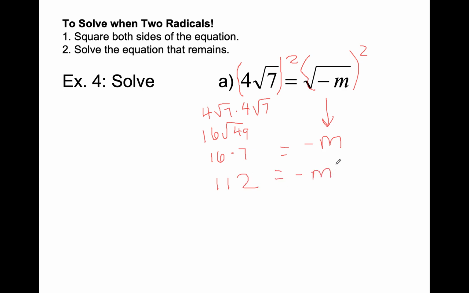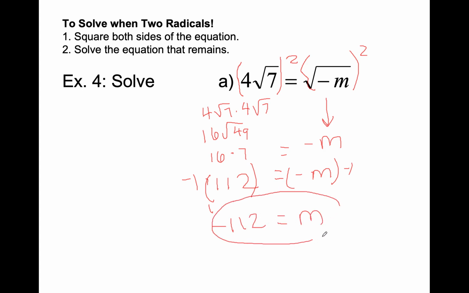I want to get m all by itself, so I need to multiply by -1 on both sides to get rid of that negative sign. Or I could also divide by -1 as well. So I'm left with -112 equals m as my final answer.